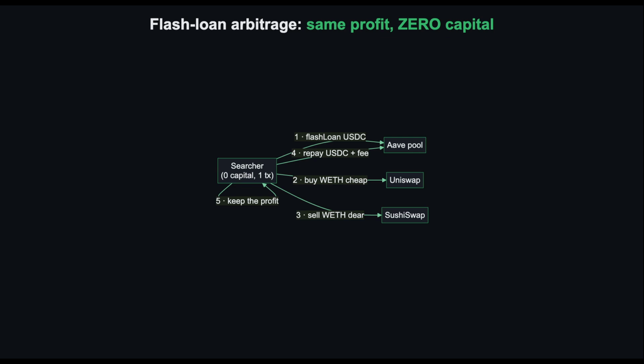The plan on one screen, our searcher holding nothing does 5 things in one transaction. 1. Flash borrow USDC from Aave. 2. Buy WETH cheap on Uniswap, where a big trade just made it cheap. 3. Sell that WETH dear on SushiSwap. 4. Repay the loan plus its fee. 5. Keep whatever is left. The gap between the 2 exchanges minus fees is pure profit, and none of it started as ours.